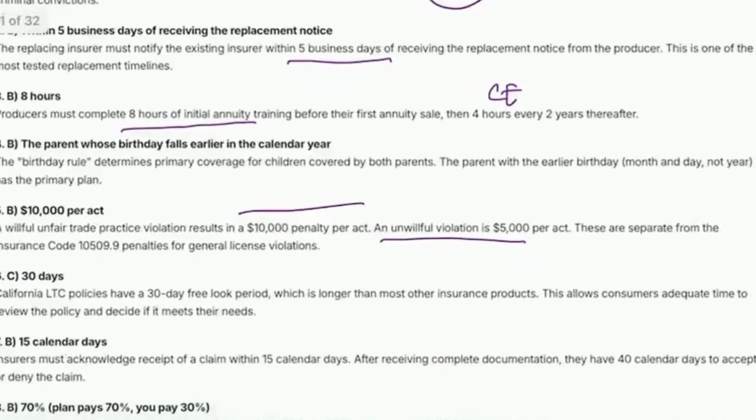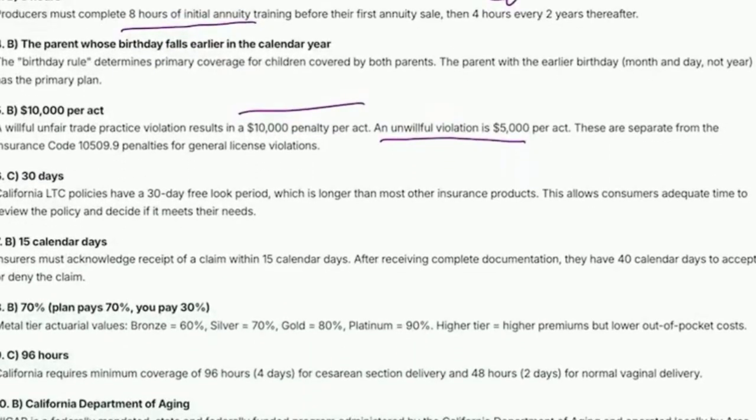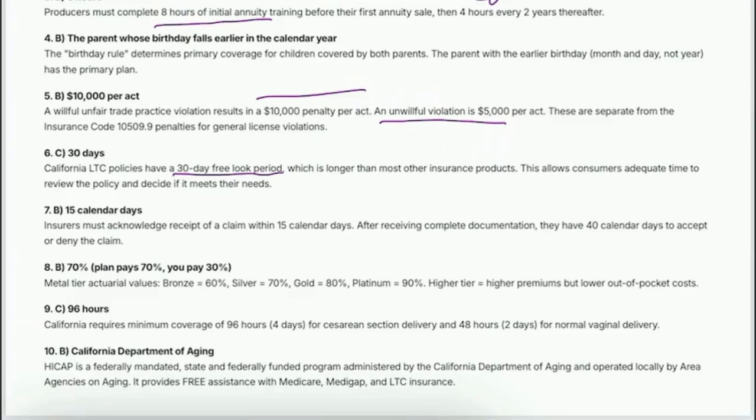Number 7, 15 calendar days. Insurers must acknowledge receipt of a claim within 15 calendar days. After receiving complete documentation, they then have 40 days to accept or deny a claim, and then 30 days to issue the denial in writing. But if they have accepted it, then they must pay immediately.